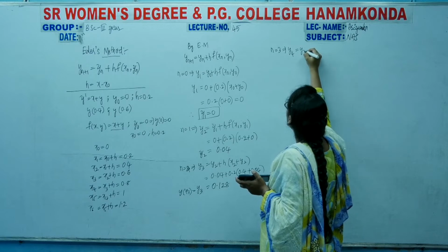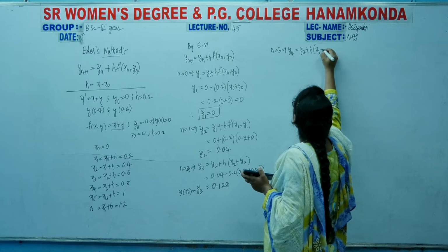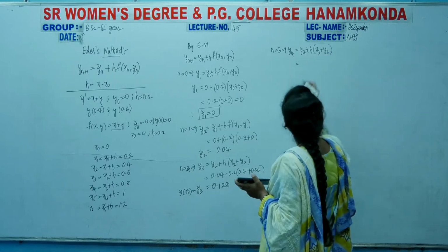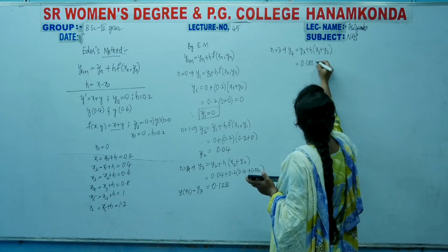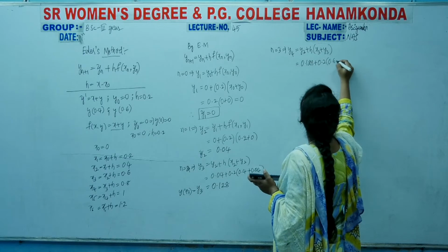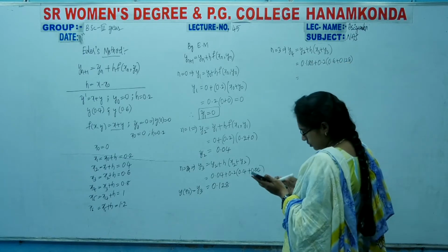Next, n equal to 3. y4 equal to y3 plus h into (x3 plus y3). What is y3? y3 is 0.128, plus 0.2 into x3, which is 0.6, plus 0.128. Calculate this value.